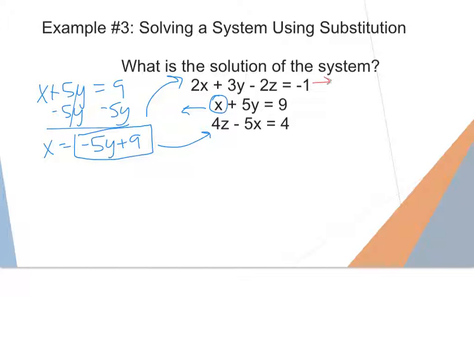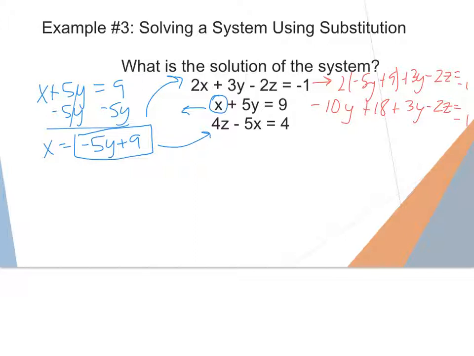Okay, in the first one, I will have 2 times negative 5y plus 9 plus 3y minus 2z equal to negative 1. Okay, if I distribute the 2, I get negative 10y plus 18 plus 3y minus 2z equal to negative 1.